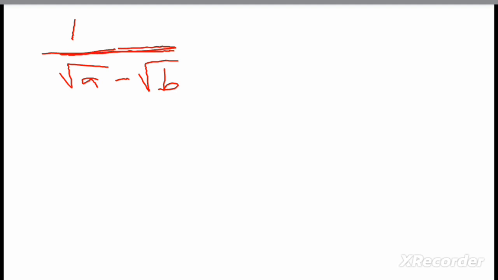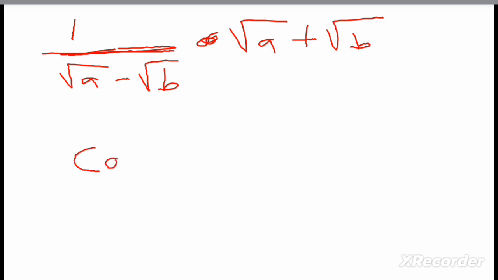So the other form you could have is, let's say you have got 1 over the square root of a minus the square root of b. So this is an expression, 1 over the square root of a minus the square root of b. So what is the conjugate? The conjugate here is going to be the square root of a plus the square root of b. So the word, the conjugate, maybe you're hearing this word for the first time.